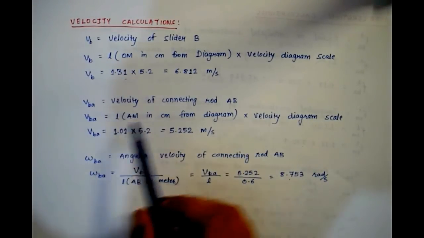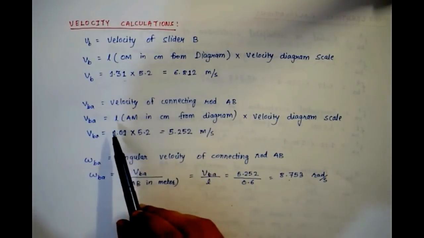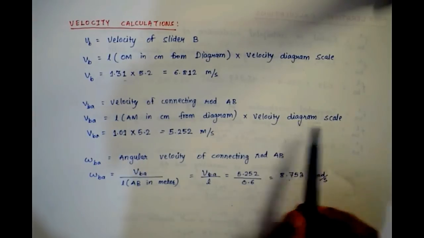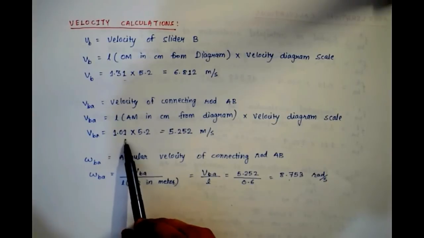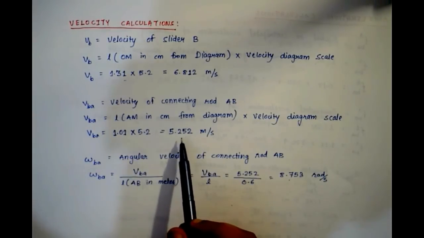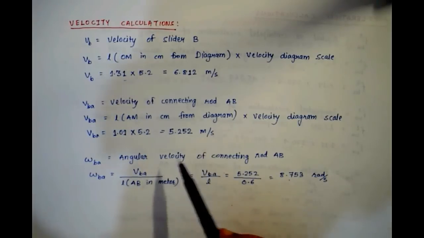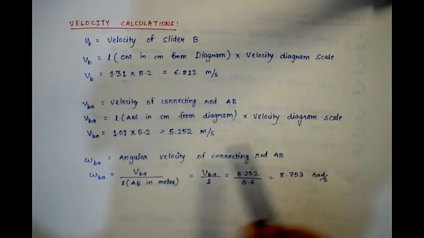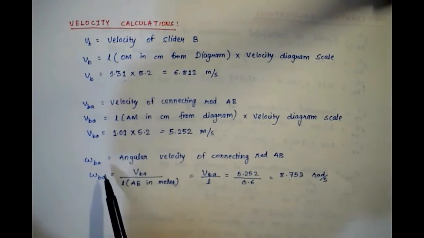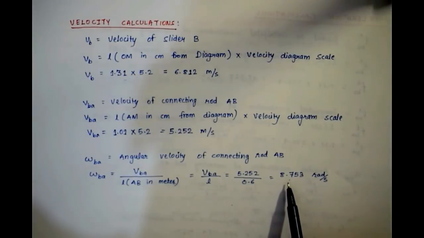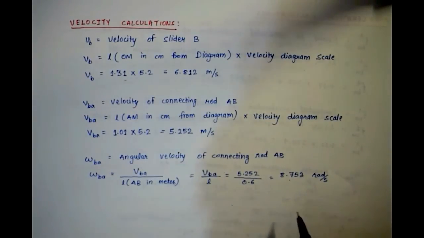So VBA is the velocity of connecting rod AB. It is given by AM in centimeters from the diagram into the velocity diagram scale, that is 1.01 into 5.2 equals 5.252 meter per second. Here is the concept of the velocity diagram coming in. We can calculate the velocities of the different parts. Now the angular velocity is given as VBA upon AB in meter, that is 8.753 radian per second.